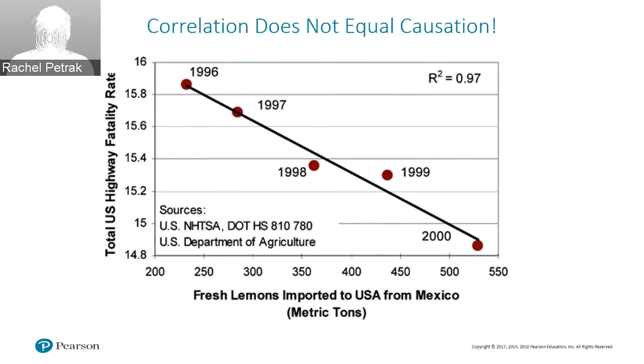Let's look at this scatter plot and regression line and think about what's happening here. On the x-axis, we've got fresh lemons imported to USA from Mexico. And you can see on the y-axis the total highway fatality rate. And the clear negative correlation here: as more and more fresh lemons are imported to the USA from Mexico, there's a significant drop in the total highway fatality rate. So does importing lemons cause a decrease in highway fatalities?